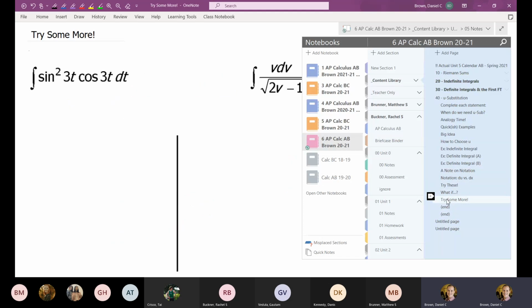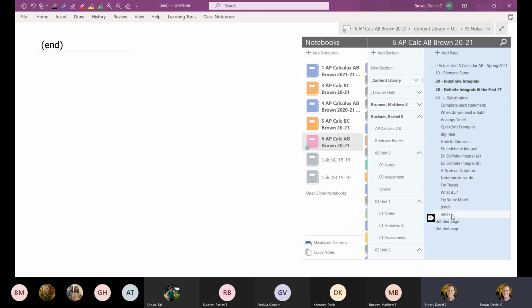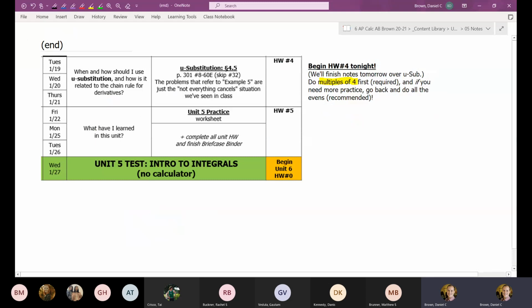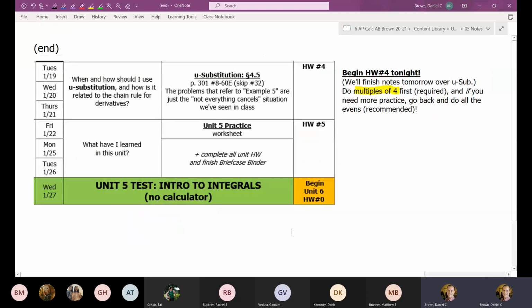I do have a warm-up that we will do tomorrow that just has 2 questions on it. But for the remainder of class today, you can go ahead and continue working on homework number 4. Again, for homework 4, I'm just requiring you to do the multiples of 4, still skip 32. If after checking your answers, or if you have to rely on the answer key a lot, then go ahead and just do all of the evens just for the practice.